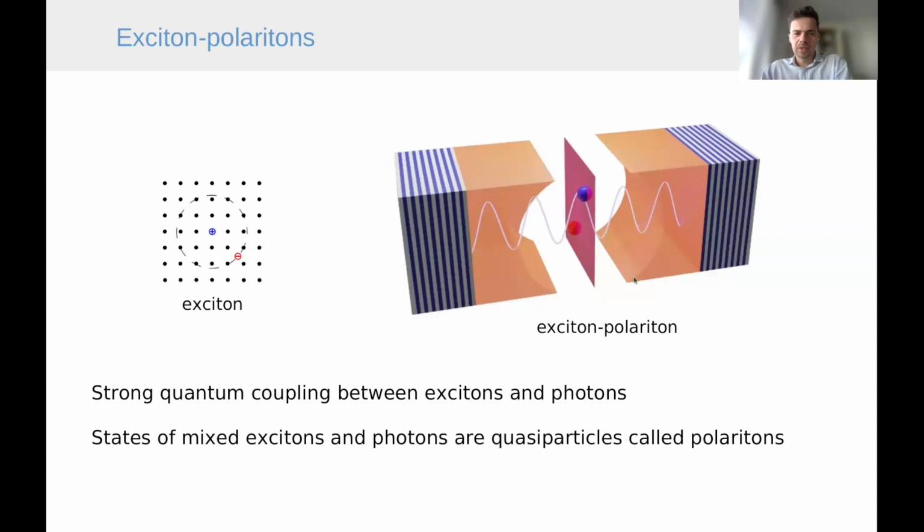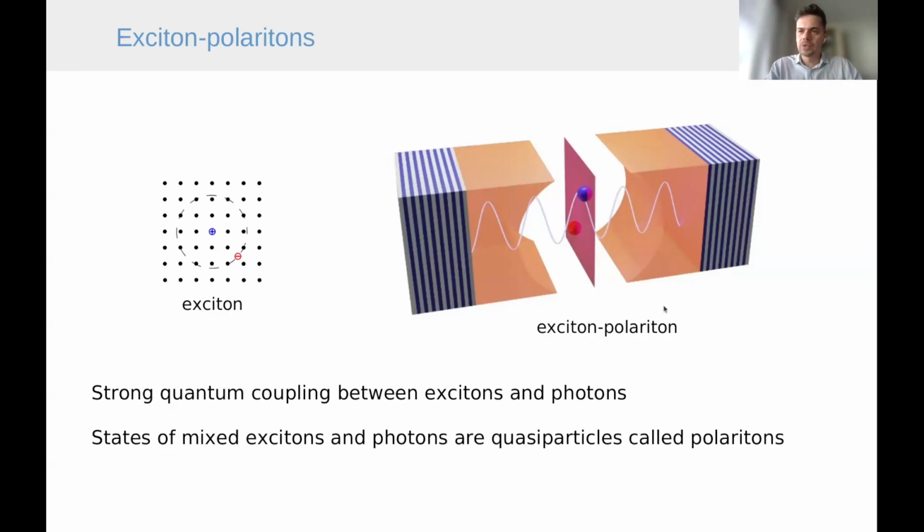So this regime where we have very high coupling, so very high probability of emission into this mode, or the reverse process, absorption of the photon and creation of such an electron-hole pair, is called strong quantum coupling, when this process has higher probability than decay processes. A decay process is, for example, escaping of a photon from the cavity.